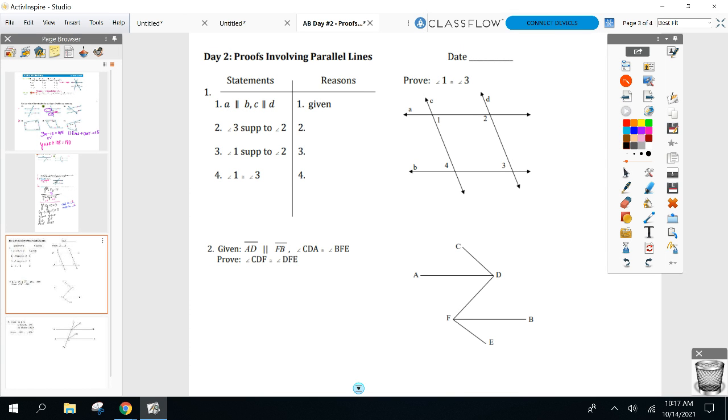First one, I didn't want to just throw you to the wolves. I wrote all the statements for you, and see if you can come up with the reasons here for me. And I want to show you how much Unit 2 was so important to us. All right, how much Unit 2?